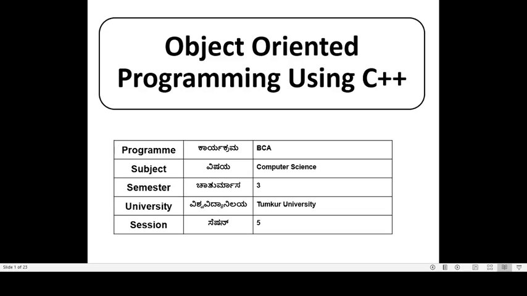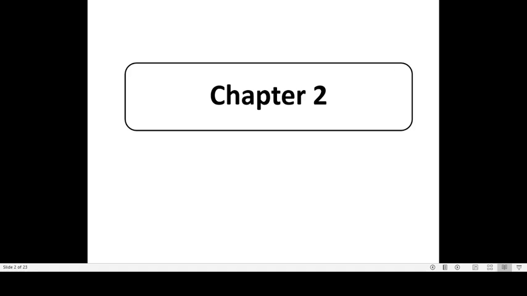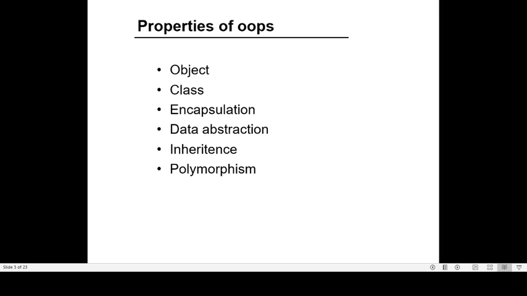Today I will explain chapter 2 of C++. In that, the properties of object-oriented programming: object, class, encapsulation, data abstraction, inheritance, polymorphism.